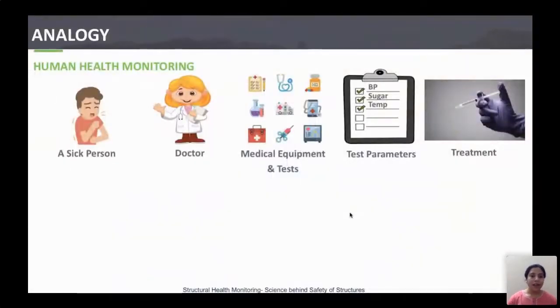So I relate structural health monitoring very closely with human health monitoring. For example, if a person is sick, he will go to a doctor, and the doctor will run so many tests on the sick person. He'll use so many medical equipments to monitor the body parameters, right? What are the body parameters here? BP, sugar, temperature, and so many. The doctor will analyze these parameters, and based upon these parameters, he will suggest some treatment, right?